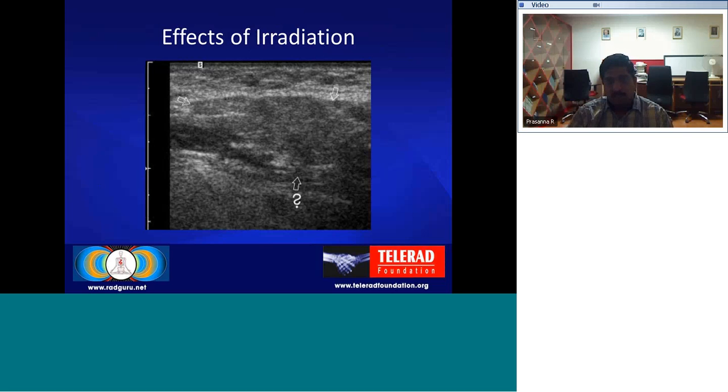So this is an example of a salivary gland which is almost atrophied because of the irradiation. The patient had received irradiation about 9 years back for oral cancer, and later on he developed dryness of the mouth. The gland typically appears like what we see in chronic sialadenitis. The gland becomes smaller, and there's no flow, and typically we see echogenic bands because of the atrophic changes.